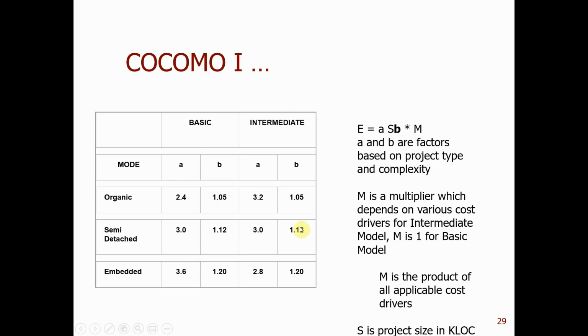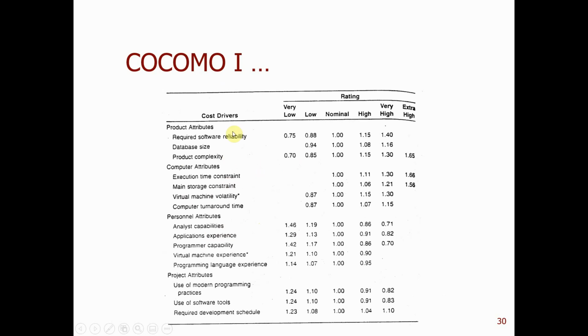So the intermediate model will consider not just the size, but also the cost drivers. For cost drivers, there are 4 categories: the product attribute, the computer attribute, the personnel attribute, and the project attribute. Across the 4 categories there are a total of 15 cost drivers.